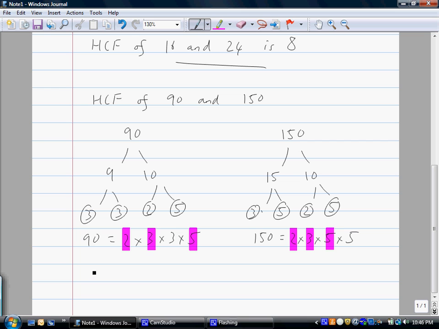So my highest common factor is now the product of these, 2 times 3 times 5. It's the factors which are in both numbers. Well, 2 times 5 is 10, times 3 is 30. So the highest common factor of 90 and 150 is 30.